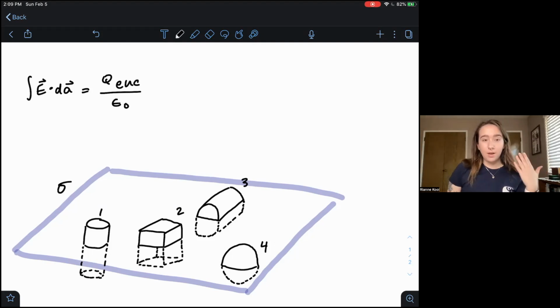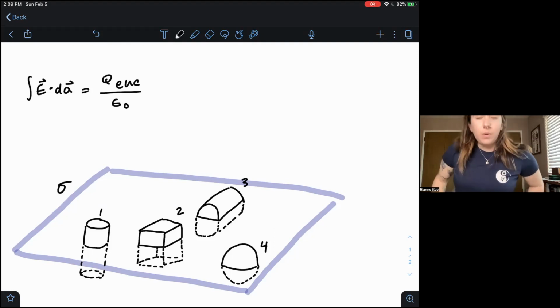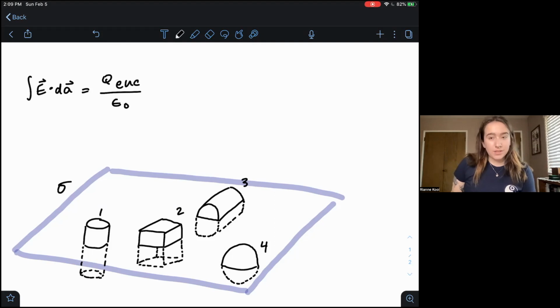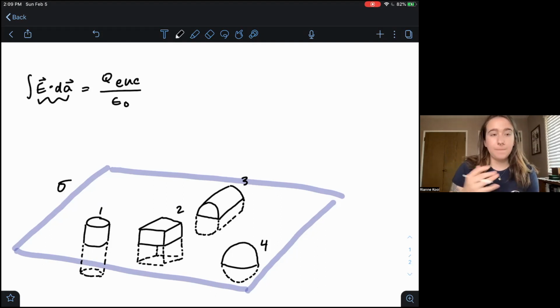So we want to decide what Gaussian surface would be best to solve for the electric field from an infinite plane. The first thing that we want to remember, and if you don't remember this, go back to the Gauss's law video from last time, is that the most important thing is that we want our E and our dA to be in the same direction. So to make sure that they're in the same direction, let's draw what the dA vector would look like on each of these surfaces.